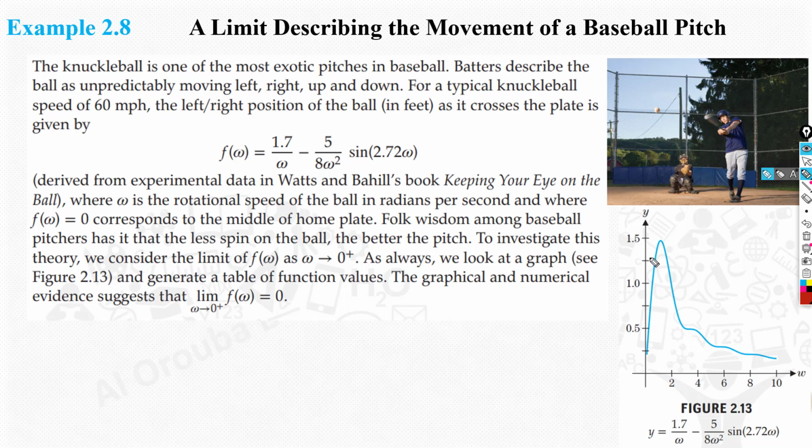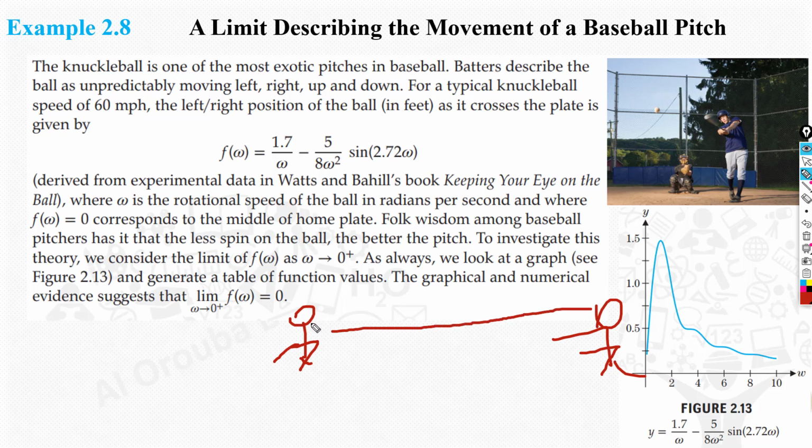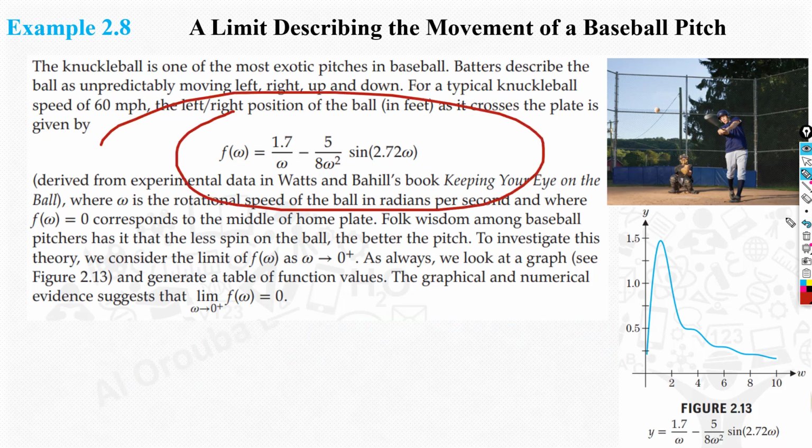But with the knuckleball, there's a spin to it. If this is the pitcher and this is the batter, when he throws the ball like this, the batter assumes it will come over here. But the knuckleball usually adds a spin. It will go somewhere over here, up or down, or it might go to the sides. That is the specialty of the ball. And this is the function of that knuckleball.